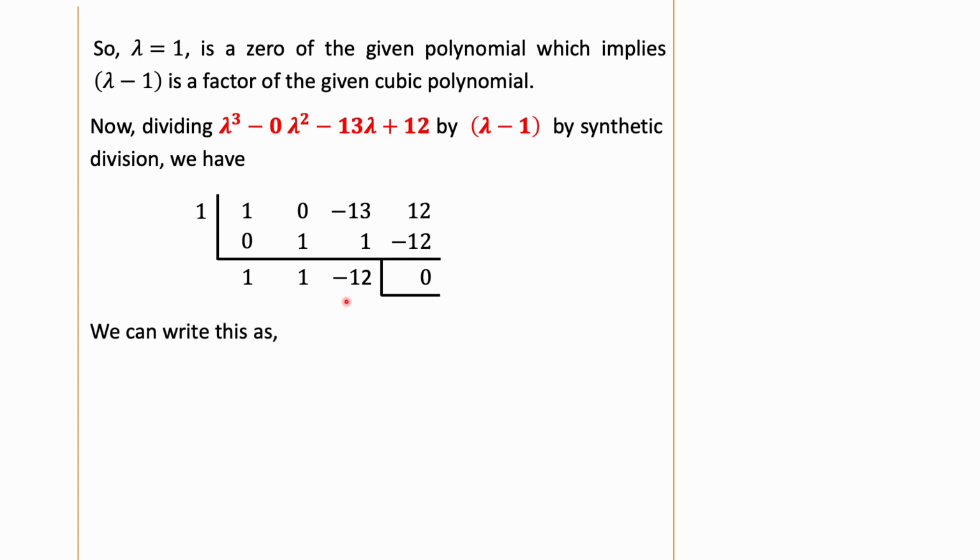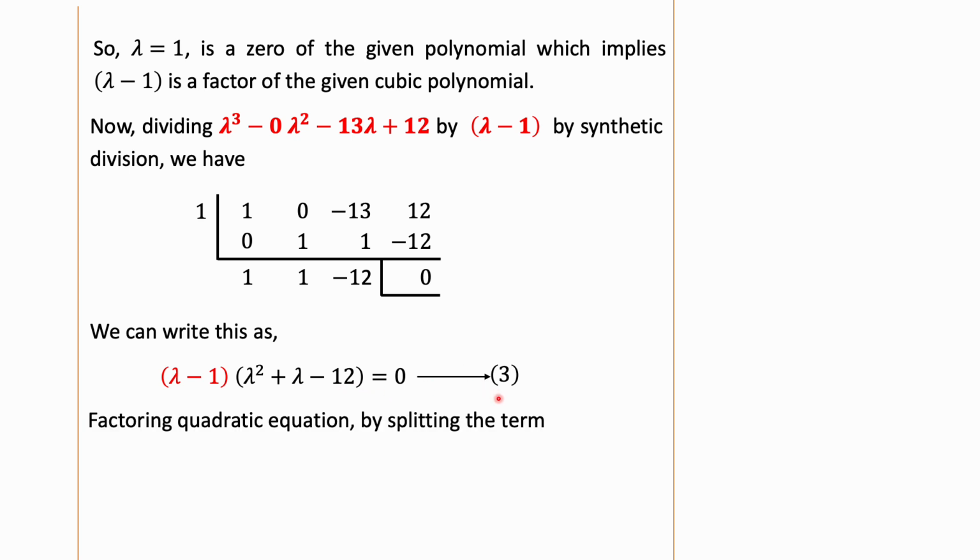Got it now? So let me write it here. We can write this as, this 1 we can write as the factor lambda minus 1 into, and these 3 are the coefficients of the quadratic equation. Therefore, this is 1 lambda square, 1 lambda, minus 12 is the constant. So now I have reduced this cubical equation into 2 factors, lambda minus 1 which is 1 root and a quadratic equation. Now I will take this equation as equation number 3.